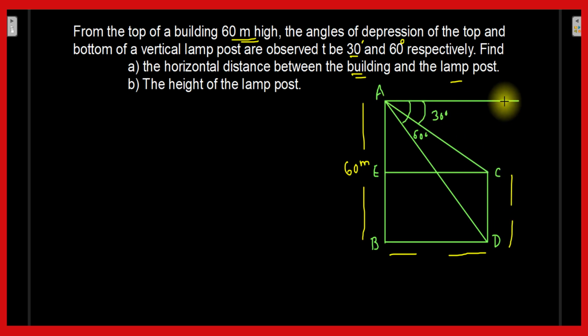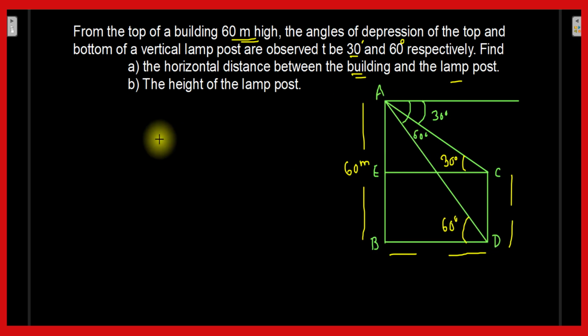Now here, this and this two are the parallel lines and AC is a transversal, and therefore this angle and this angle are the alternate interior angles, and the alternate interior angles are always equal. So this is 30 degrees, so this will also be 30 degree. Similarly, this and the ground, these two are parallel, and this angle is 60 degree. AD is a transversal and this is 60 degree, so this angle will also be 60 degree because the alternate interior angle. Now we will take the triangles one by one.